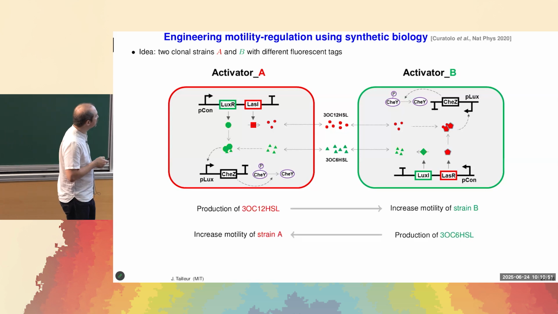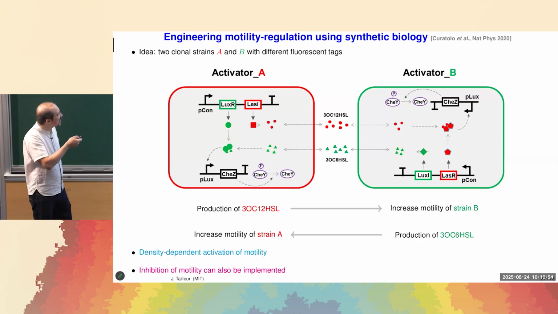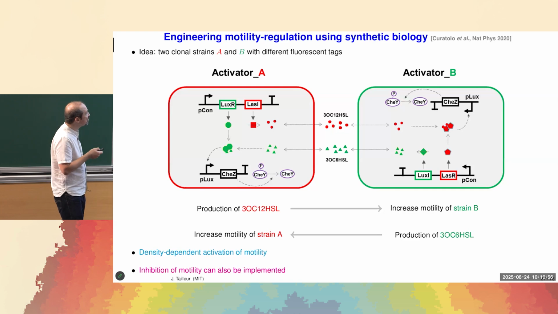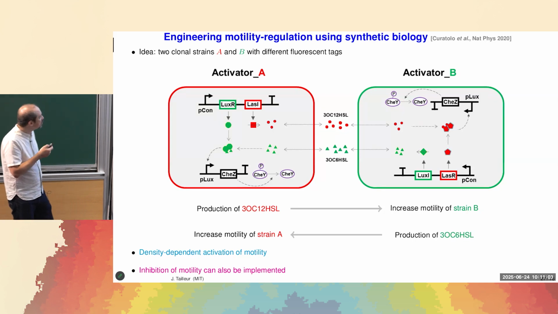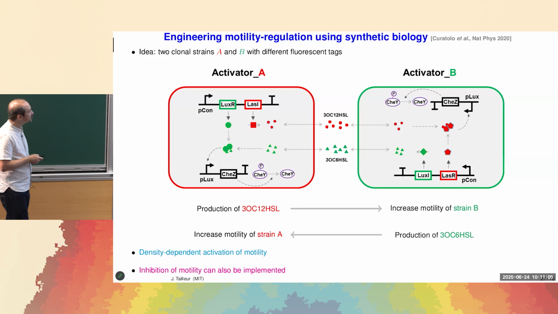So essentially you get, in this case, a density-dependent activation of motility, because if I'm green and I have lots of red around me, I have lots of these molecules, and I have lots of CheZ, and conversely. You can also do inhibition of motility. You can do whatever you want.